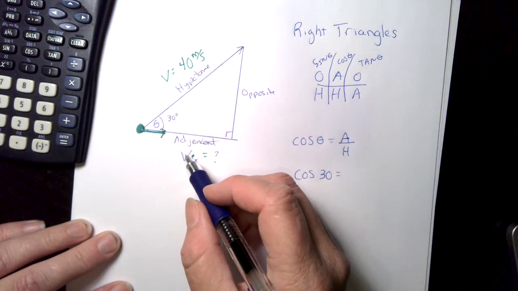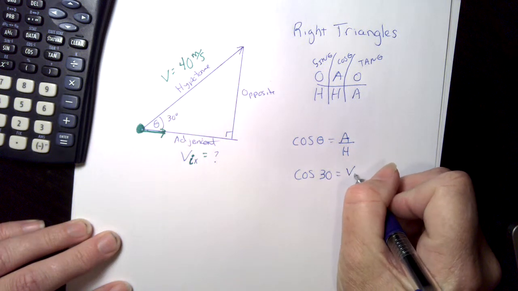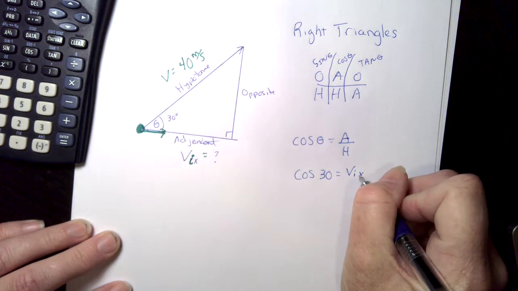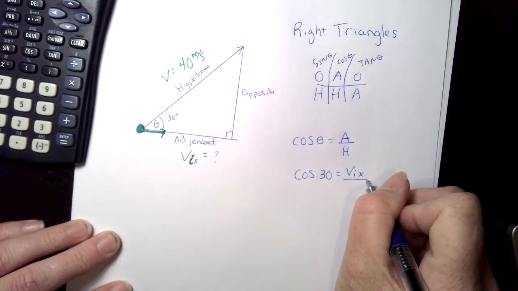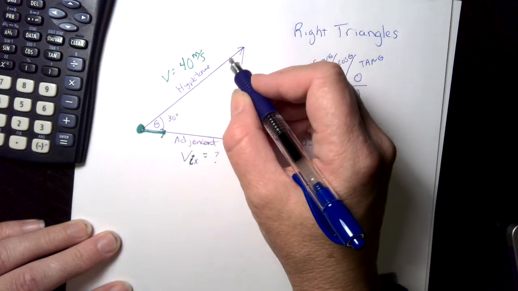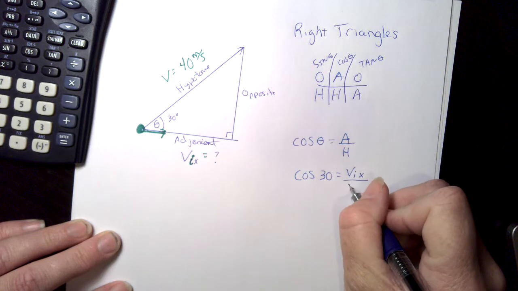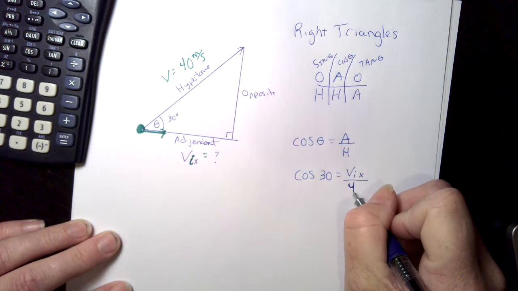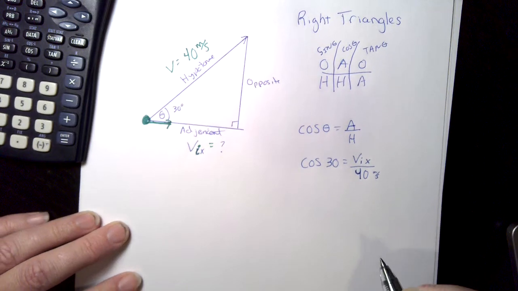So I'm going to put velocity initial x. That's just the x component of it. And what was the hypotenuse? That was the full velocity that the cannonball shot off at, at an angle. So that's the full velocity, and I'm going to put 40 meters per second.